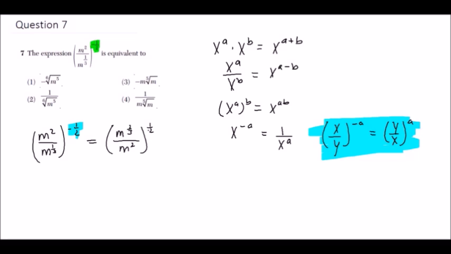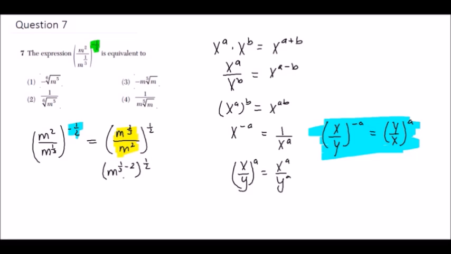And now you have a couple of different directions you can go. You can either distribute that power in, because we have another rule here. If I have x over y to the a, that's as good as x to the a over y to the a. Or we can do the inside first using this subtraction rule and then raise that to the 1/2. I'm going to work with the inside first. So I'm going to change that using this rule to m to the 1/3 minus 2. And that is all still raised to the 1/2.